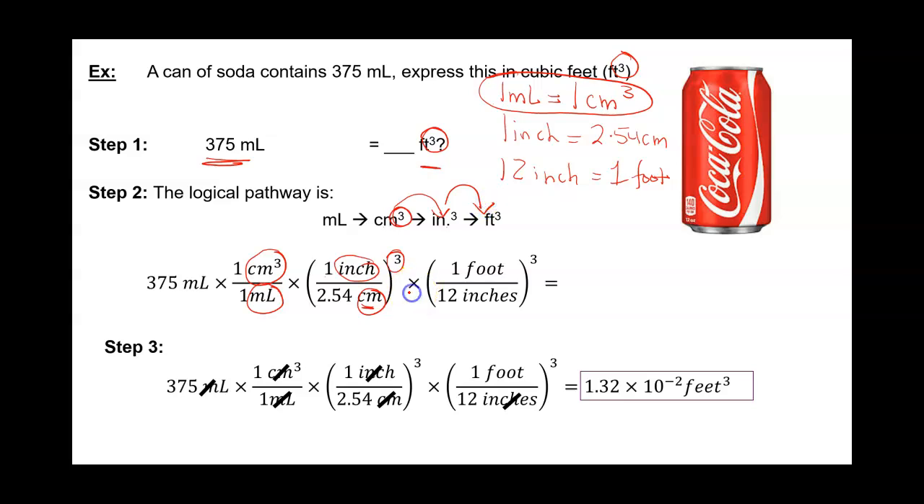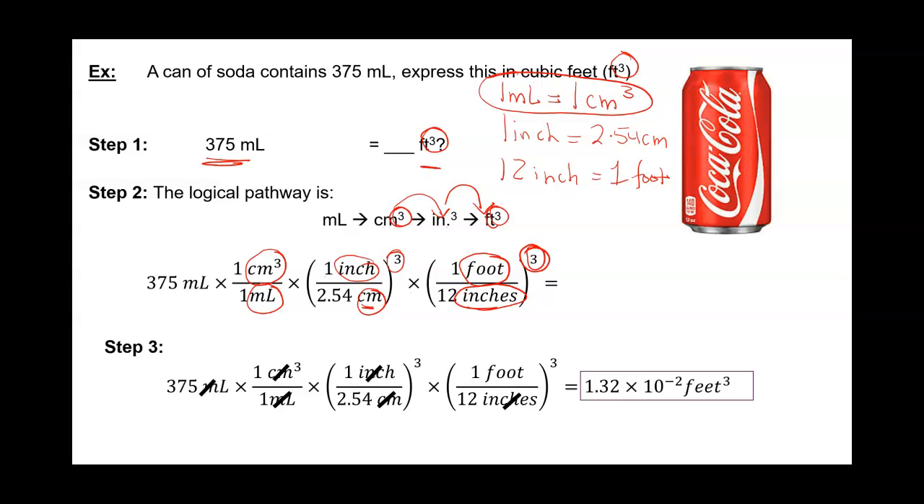So I have to multiply by the conversion factor that has inches on the bottom line and feet on the top line. And what I don't want to do is to forget to cube it because we're converting into feet cubed.